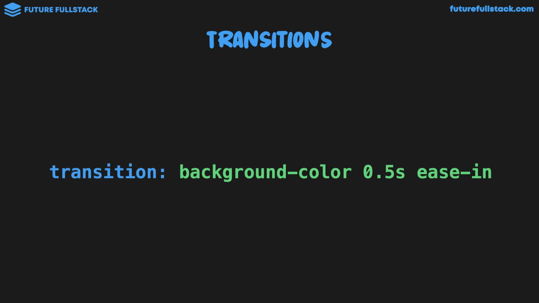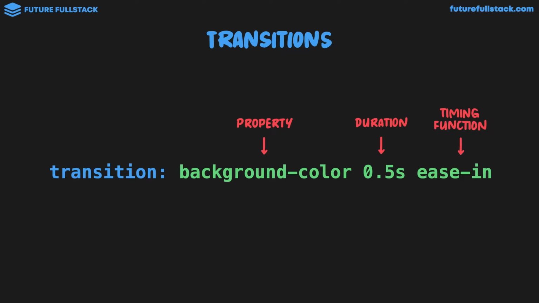It looks like this, where transition is the property, and there are three possible values. The first value, in this case background color, is the property we are wanting to undergo a transition. The next value is the duration of the transition, measured in seconds, in this case 0.5 seconds. And the last value is the timing function. This is the rate at which we want the transition to occur.